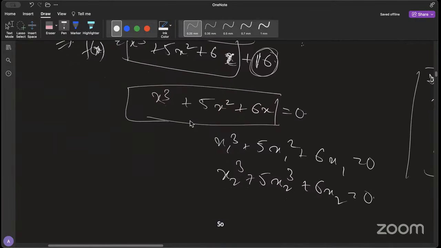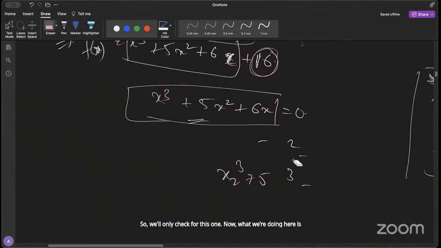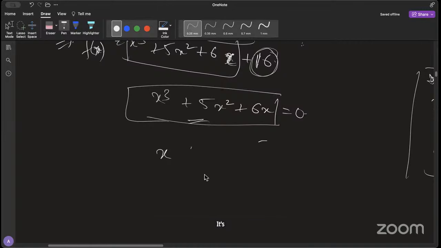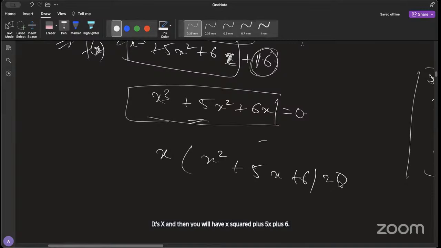Okay, we'll only check for this one. Now what we're doing here is forget about everything else. Just take x common from here. Do you see that x is common here? It's x, and then you will have x squared plus 5x plus 6 equals 0.